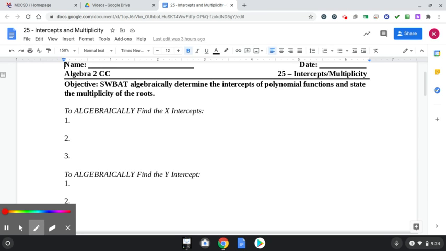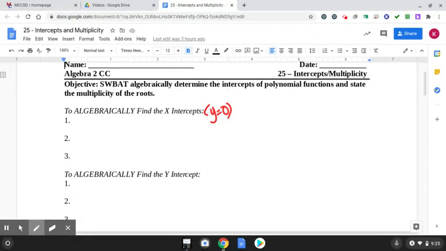All right, so the next key features that we're going to talk about are intercepts, both x and y intercepts, and then something called multiplicity, which we did not really go over when we did that video on all the key features, so I'll explain what that is also. So x-intercepts and y-intercepts, to algebraically find the x-intercepts, an x-intercept, that's where y equals 0.